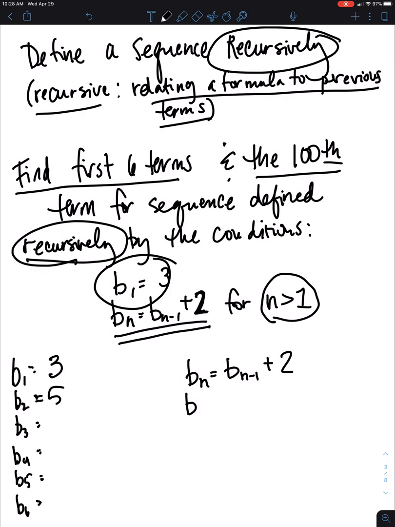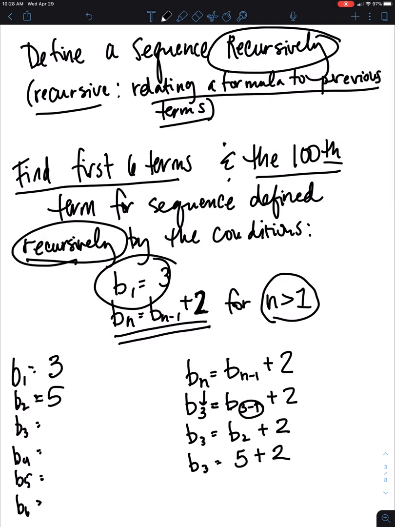Okay, this is 5. So let's go to B3. What is n now? It's 3. So 3 minus 1 plus 2. So B3 equals B2 plus 2, and 3 minus 1 is B2, which I just found. So B3 equals 5 plus 2. Essentially, I'm using the last one I did. That's why it's called recursive, because you use the number that you got, relating a formula to previous terms.